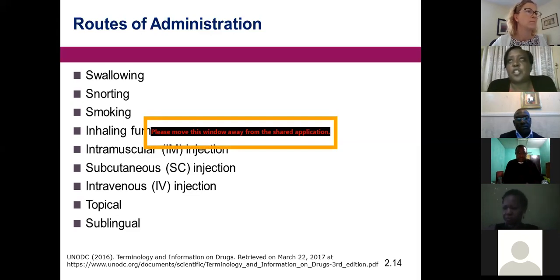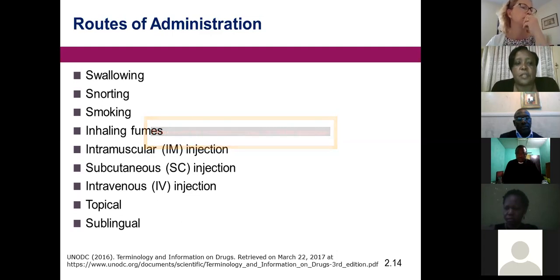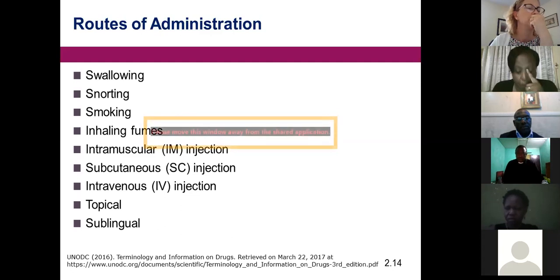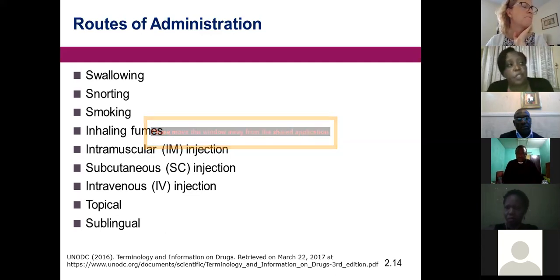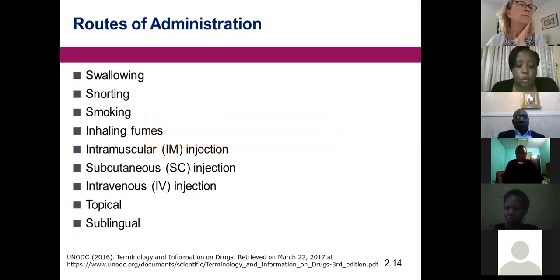And one of the things that used to be taken in our country traditionally was taken through the nose. Then we have smoking, which I think we are familiar with. A lot of tobacco products are smoked. We have inhaling. We see this a lot with inhalants like the glue that is commonly used by street children. We have intramuscular injection, which is an injection deep into the muscle. We also have subcutaneous injection, which is just below the surface of the skin. Then we have intravenous injection, which is in the veins. We have topical, where you apply on the skin like a patch, like some of the tobacco patches that we have. And we have sublingual, which is placed under the tongue.